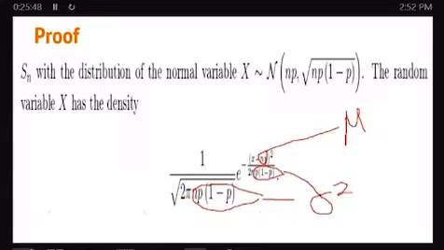Now, you know what we want to do? Can we have a way to start from first principles? We want to start from the binomial probability mass function, and let n tend to infinity. Can we derive the normal density from that? That's what I want to show you now.